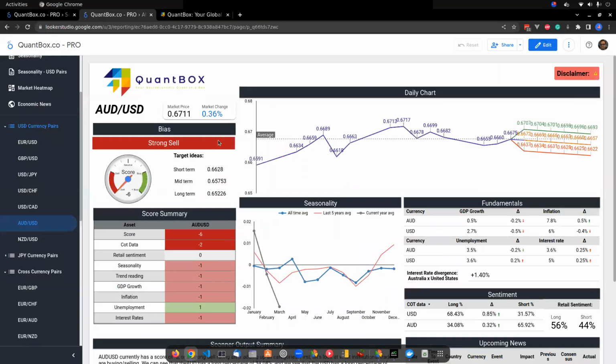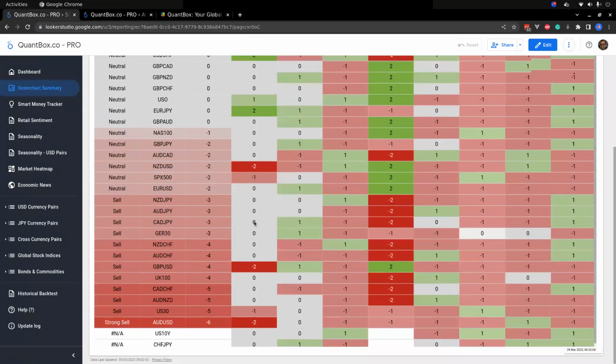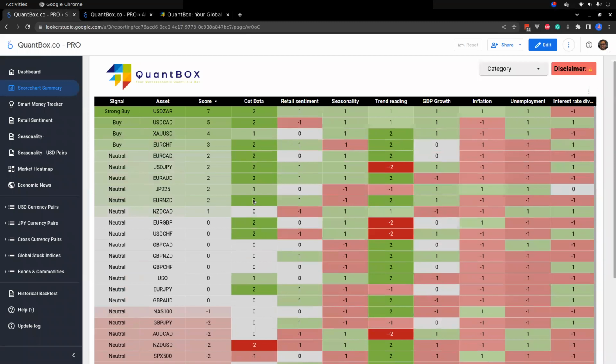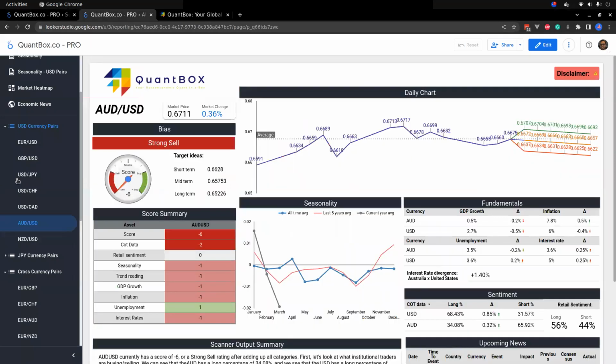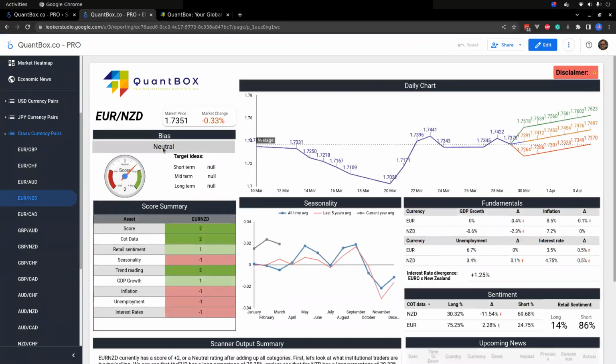Whereas some other pairs, I'm waiting for changes over here. So for example, if you take a look at Euro Kiwi, let's go look at Euro Kiwi. This is why QuantBox is more than just, oh, look, it says bearish and it goes sell. It's so much more than that. So here's Euro Kiwi, coming through neutral. COT data, the market's currently net long on Euro Kiwi, but lots of red data. So that tells me I'm looking for a change.